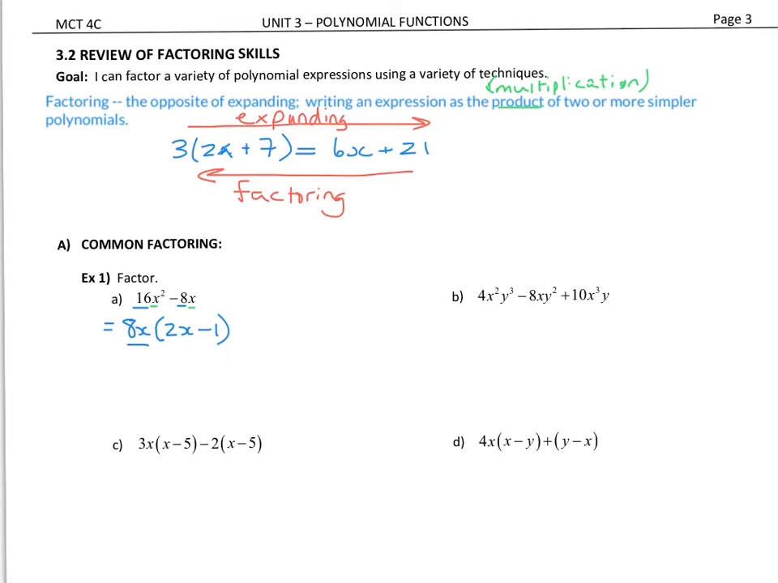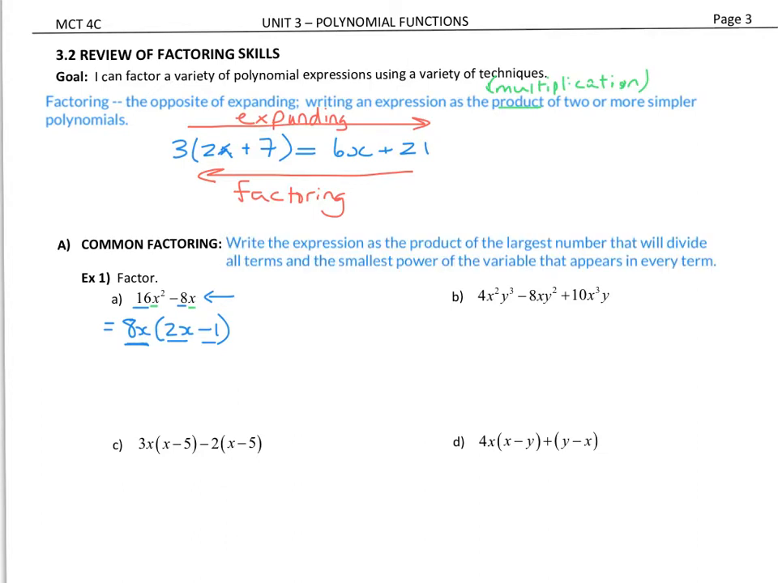Or you can ask yourself, what do we need to multiply 8x by to get back up to the original line? Well, the 8x would have to get multiplied by the 2x to get the 16x squared. It also needs to be multiplied by negative 1 to get the minus 8x. So hopefully that makes sense there. I'm going to just write a little summary beside common factoring as to how we do that.